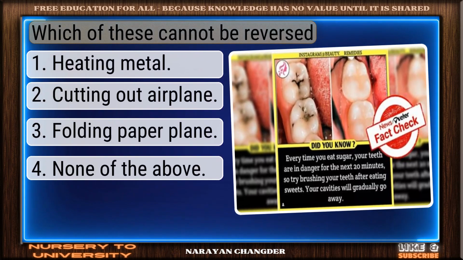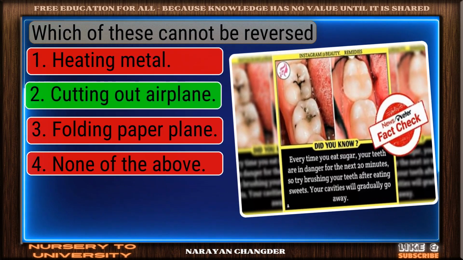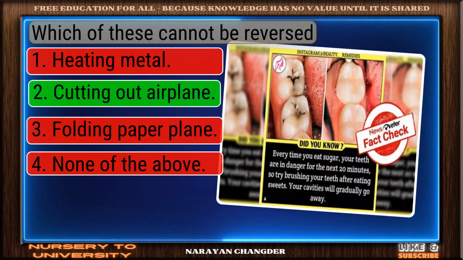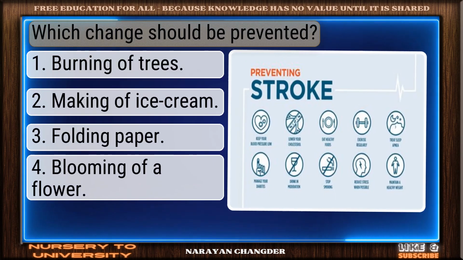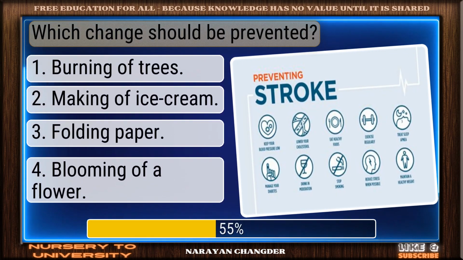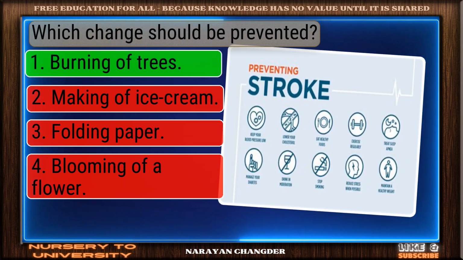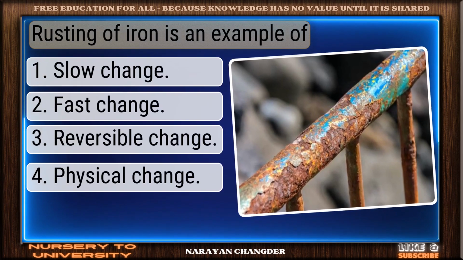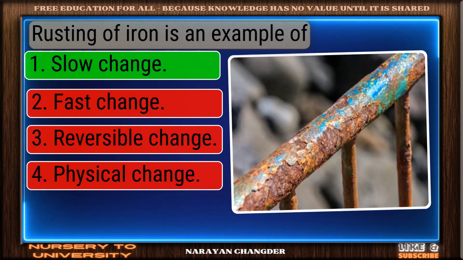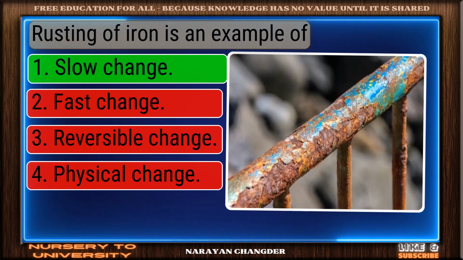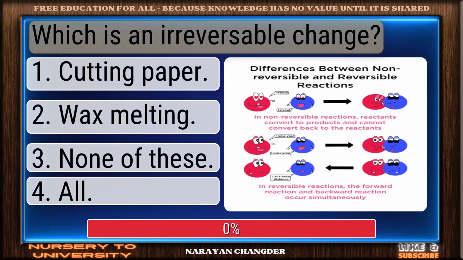Which of these cannot be reversed? Nice work. You chose cutting out airplane and it is correct. Which change should be prevented? Smart pick. Burning of trees is the correct choice. Rusting of iron is an example of. Nicely done. Slow change is a solid answer, which is an irreversible change.